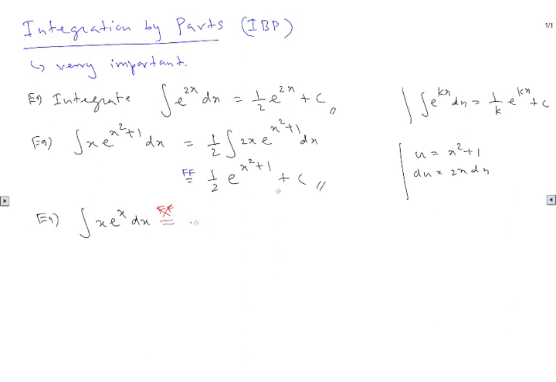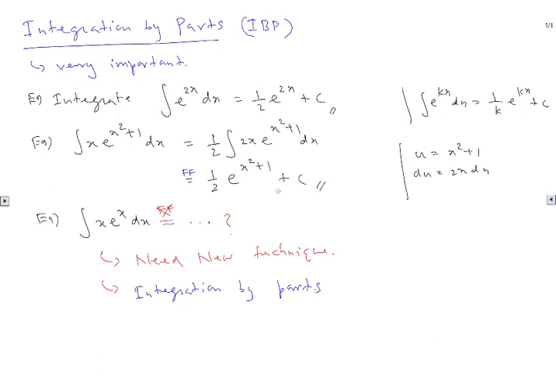So there's a question now. We need a new technique. So what is the new technique? The new technique is what we call the integration by parts formula. Okay, so let's derive the formula, which we get as a result of the product rule.